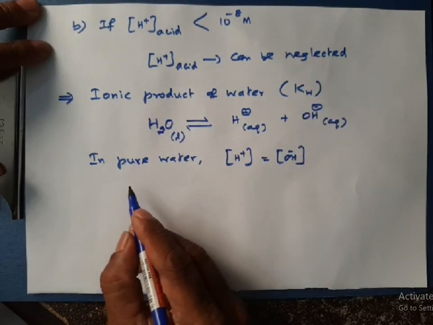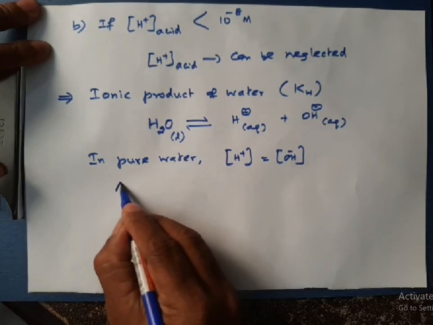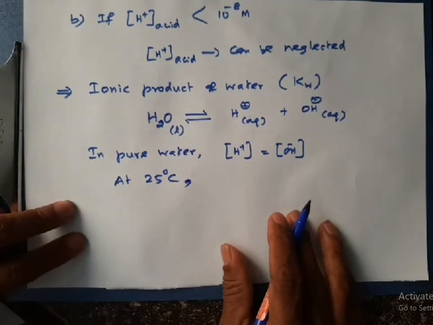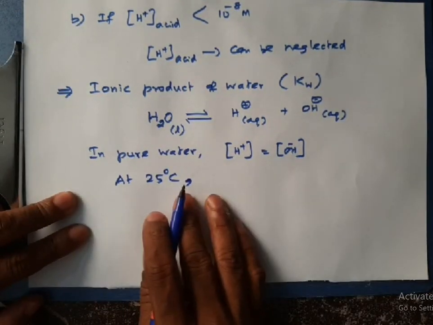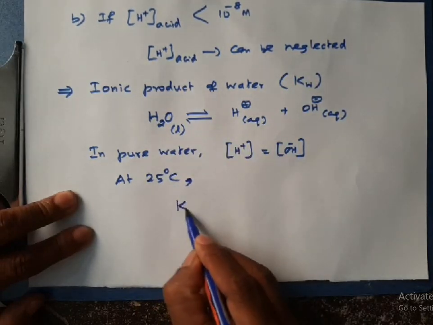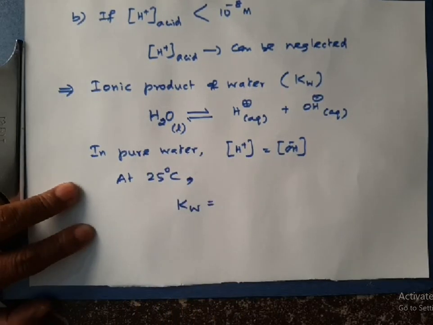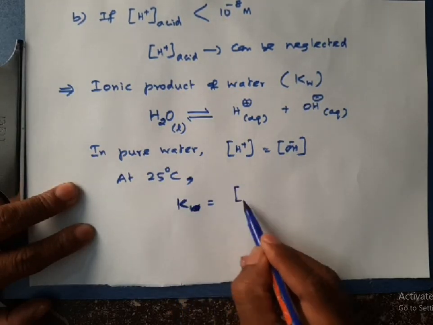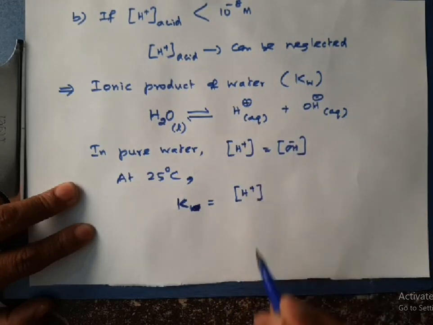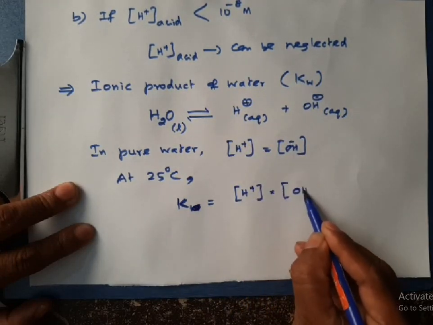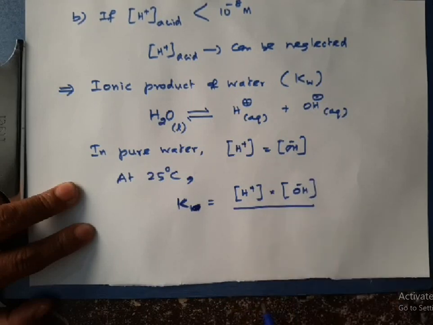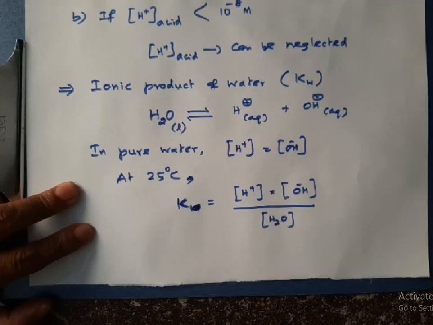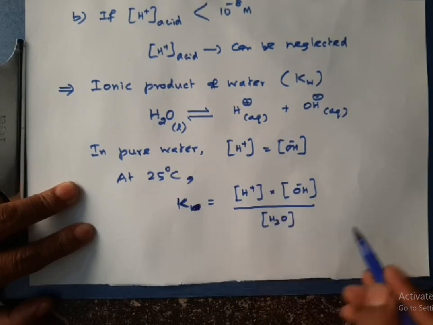Since there is an equilibrium, and that equilibrium constant depends on temperature, suppose I take the temperature as 25 degrees Celsius. At 25 degrees Celsius, let me write the equilibrium constant expression. Let me write just K first. K is equal to the molar concentration of H plus ion times the molar concentration of OH minus ion, divided by the molar concentration of water.